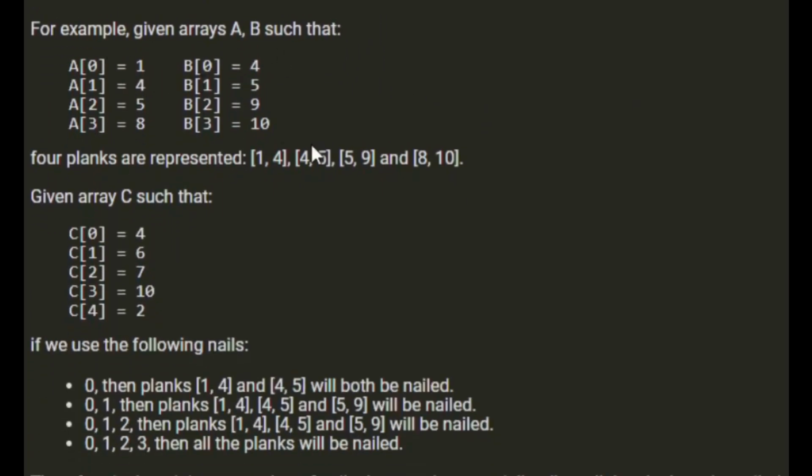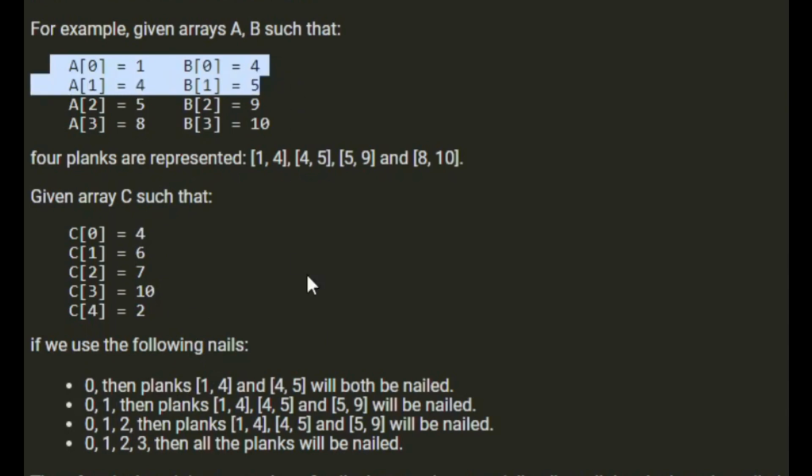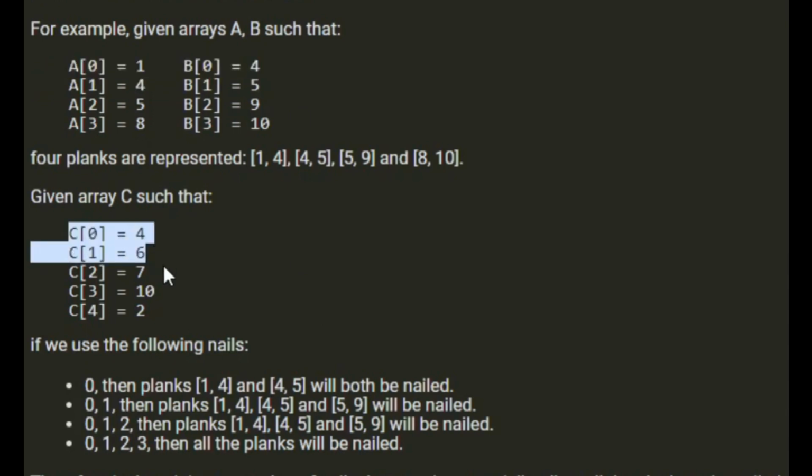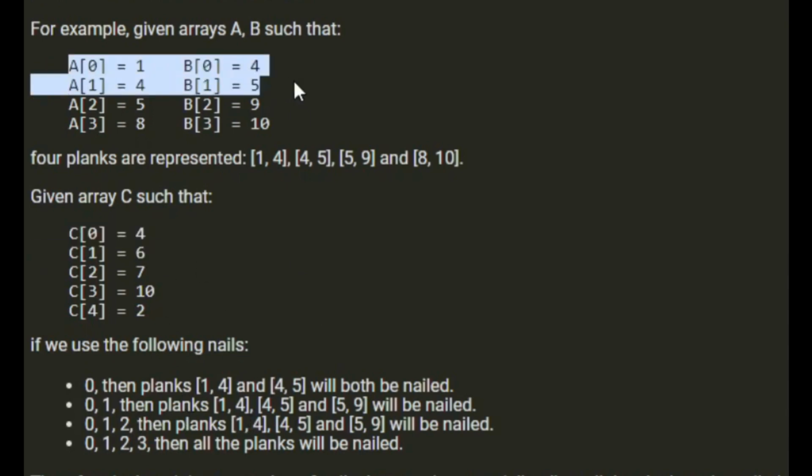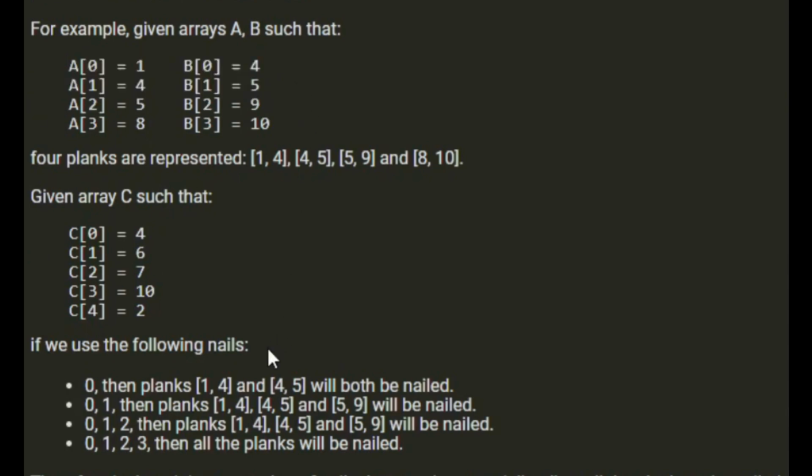Okay, so for example, given this example here, 4 planks are represented by 1,4; 4,5; 5,9 and 8,10. Given the array C like this, if we use the following nails, 0, which is position 4, planks 1,4 and 4,5 will both be nailed. If we use 0 and 1, 4 and 6, then 1,4; 4,5 and 5,9 will be nailed.